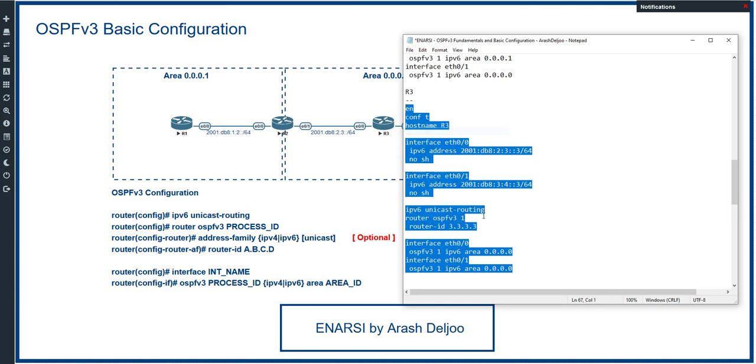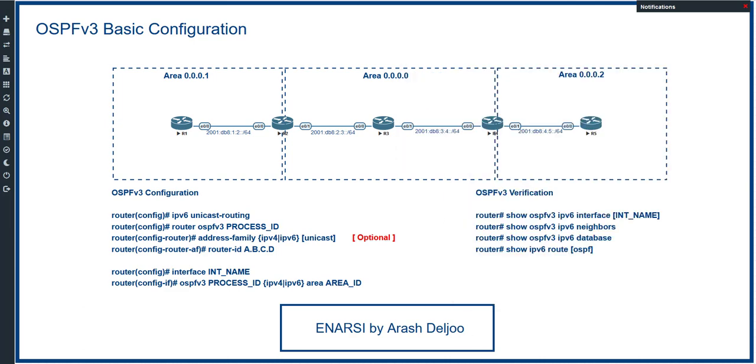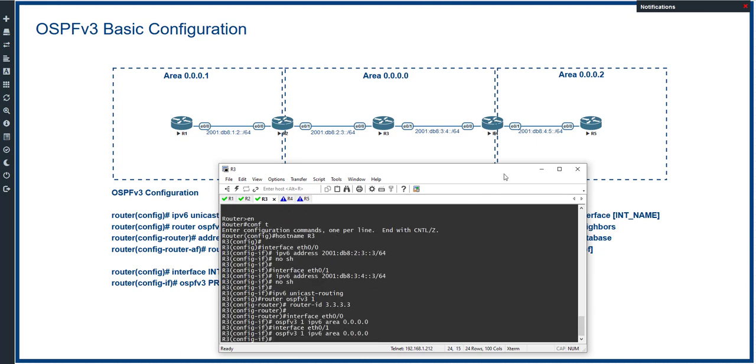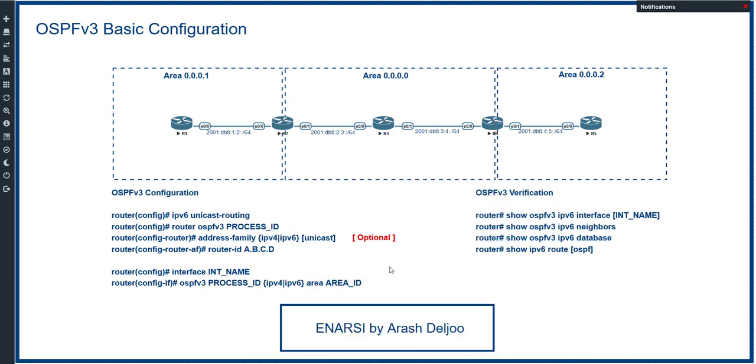Let me copy it, and then we can paste it on the router 3 CLI. This is router 3 CLI. So easy. Now let me configure the router 4.